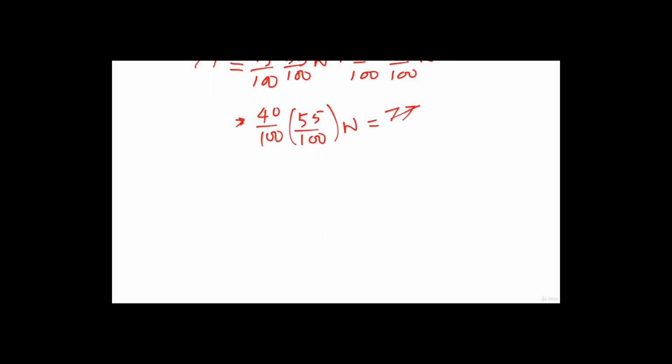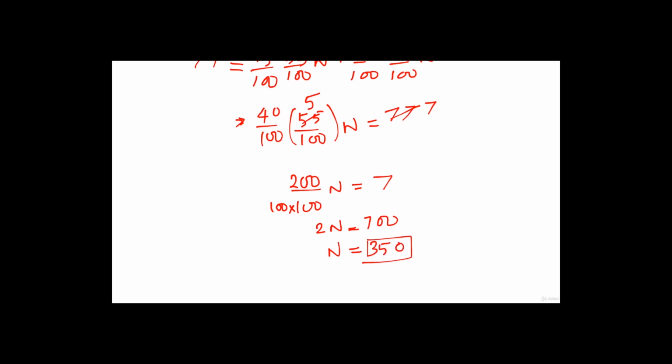Now 77 and 55, when we cancel, we get 7 and 5. So 200 by 100 N is equal to 7. So 2N is equal to 200 by 100 into 100. 2N is equal to 700. So N is equal to 350. So there were initially 350 rats that were used for the experiment.